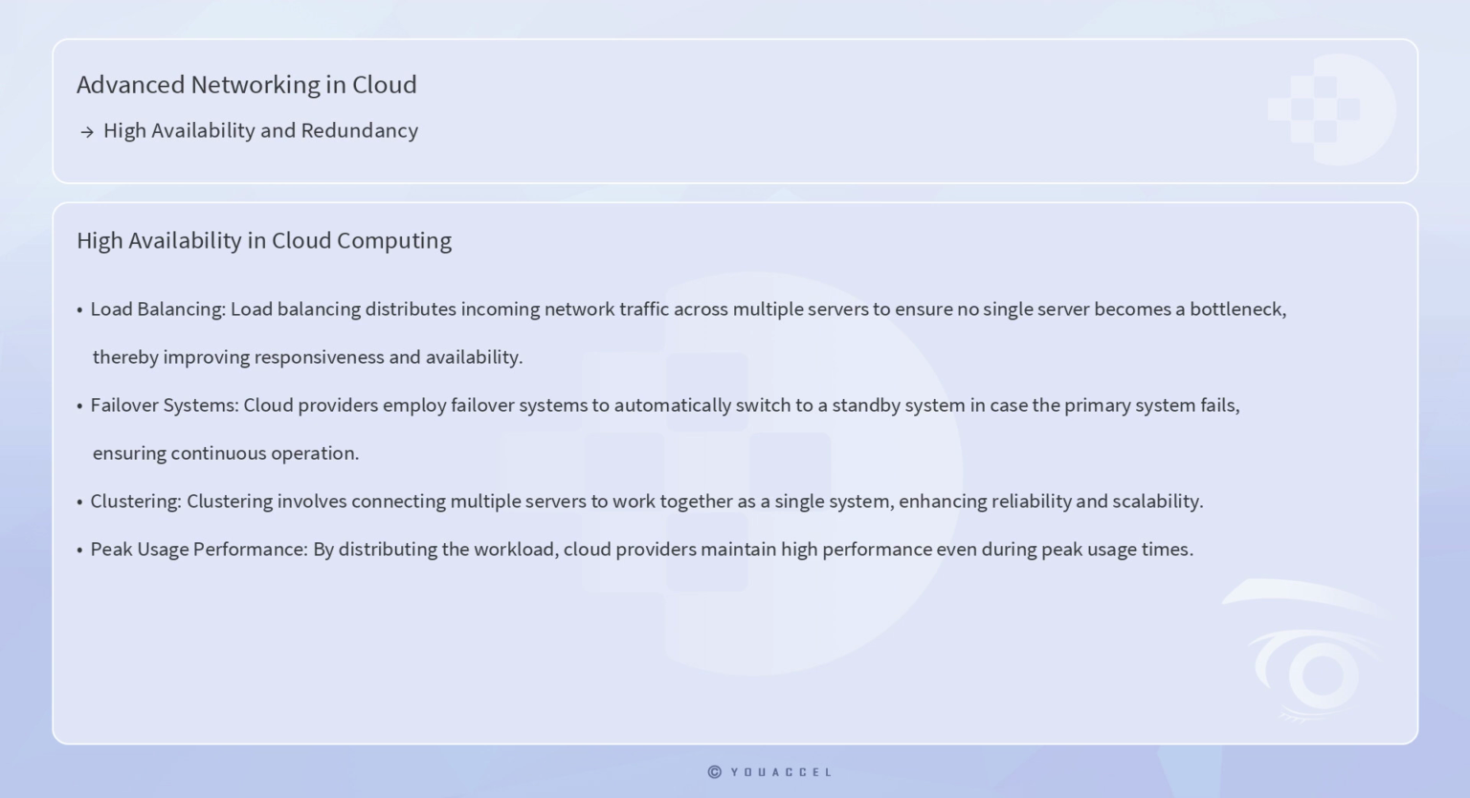Load balancing distributes incoming network traffic across multiple servers to ensure no single server becomes a bottleneck, thereby improving responsiveness and availability. By distributing the workload in this manner, cloud providers can maintain high performance even during peak usage times. For instance, Amazon Web Services Elastic Load Balancing automatically distributes incoming application traffic across multiple targets, such as EC2 instances, containers, and IP addresses, in one or more availability zones.